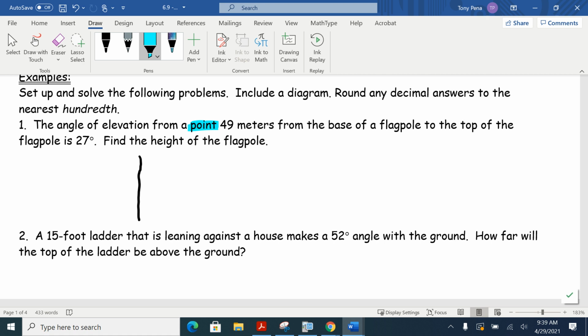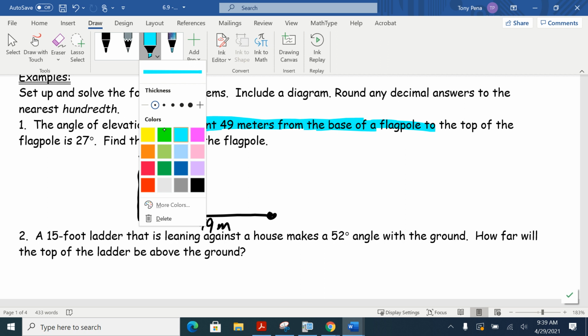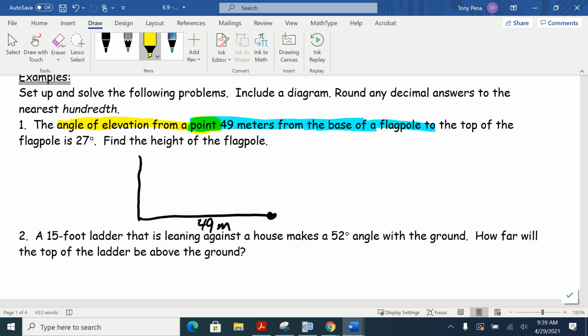Then we have a point that is 49 meters, bless you, from the base of the flagpole. So take a point, we'll put it over here, and that point is 49 meters away from the base of the flagpole. Then let's circle back to when it says the angle of elevation from this point. So from this point right here, the angle of elevation to the top of the flagpole, from here to here. If we are at the bottom, we're looking up to the top. That angle from the horizontal to the angle that we are looking up with is a 27 degree angle.